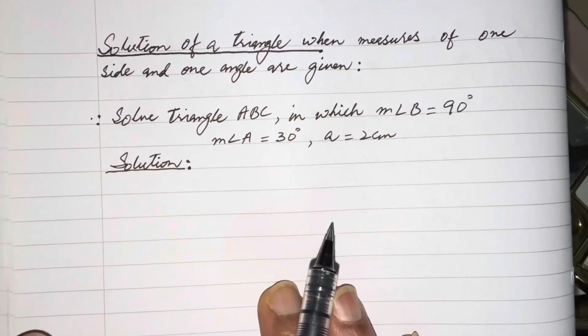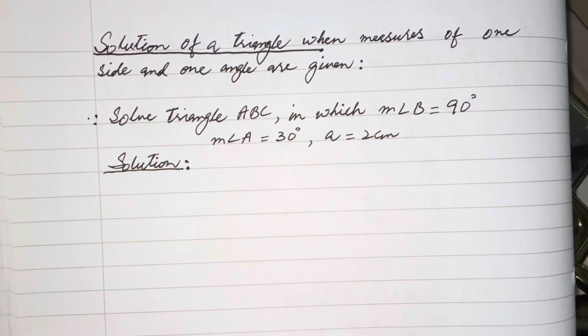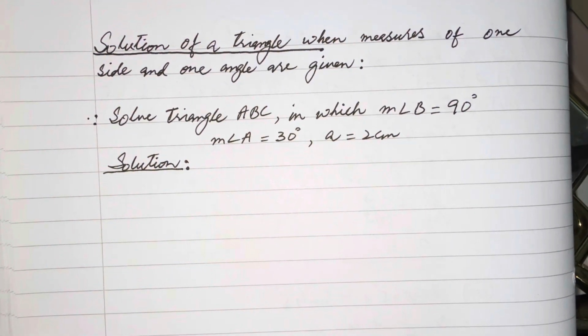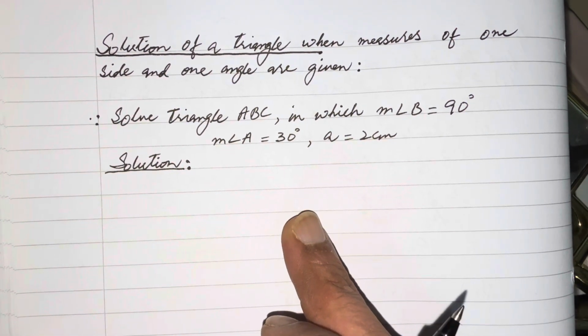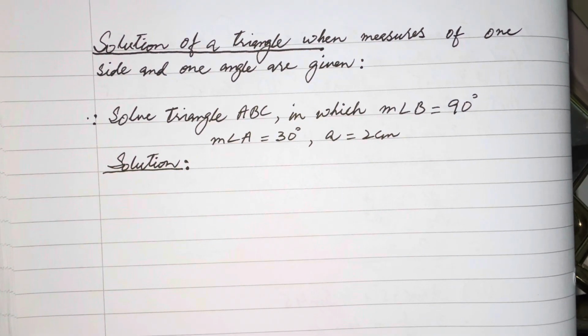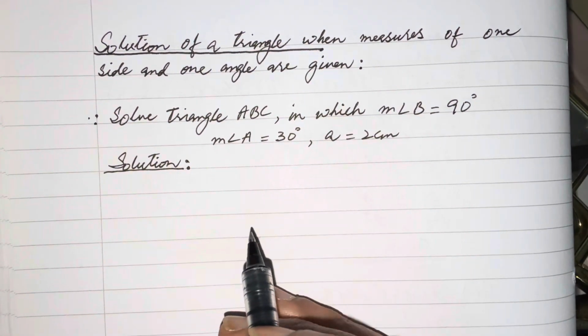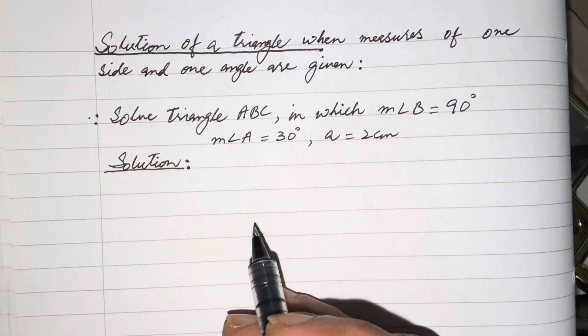So in our today's lecture we are going to learn how we can find any side of the right angle triangle or any angle of the right angle triangle by using the trigonometric ratios, as some of the angles or some of the sides are given and we have to use the trigonometric ratios to find the values of the angles or length of the sides of a right angle triangle.